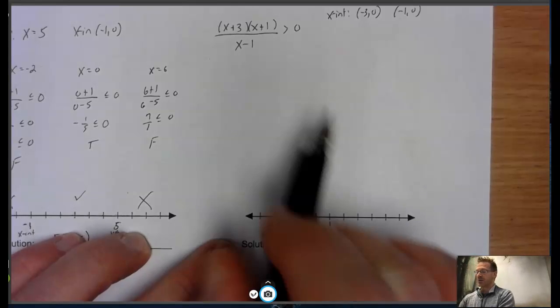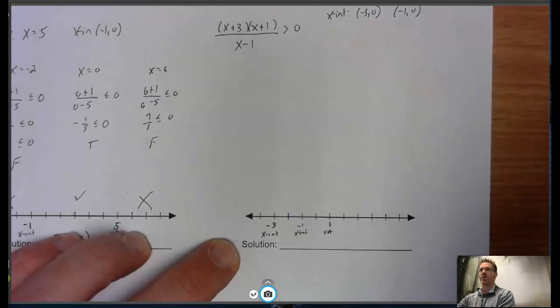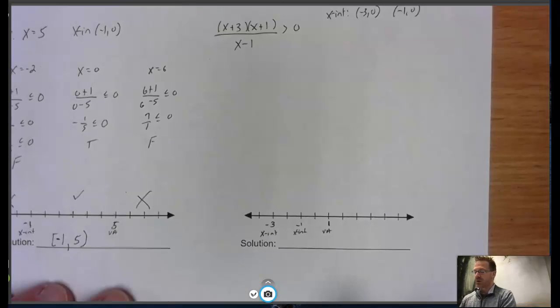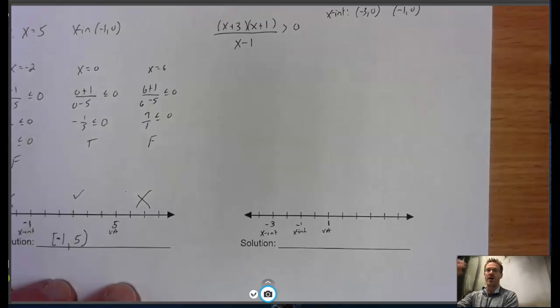Now, in this case, notice it's greater than 0. So we can't include any of our x-intercepts in this interval anyhow because we can't be equal to 0. All right, so we know everything's going to be an open interval for this particular problem. So notice now I have 1, 2, 3, 4 intervals to test to see where is this graph. Is it above that horizontal axis? Is it above the x-axis?